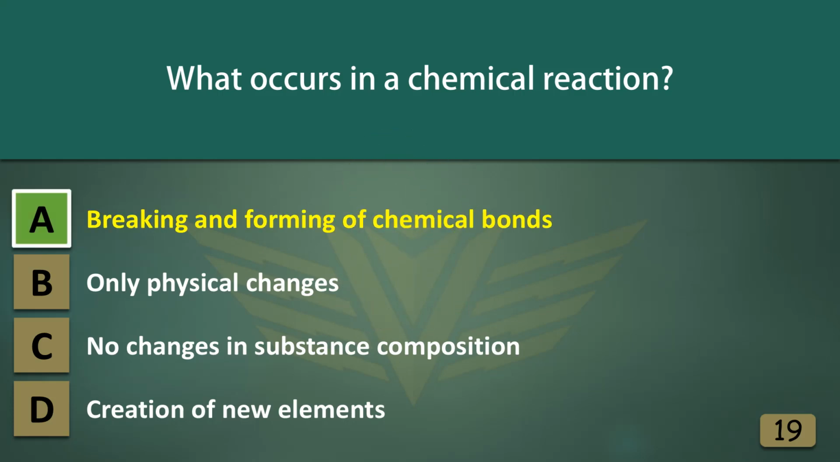The correct answer is A. Breaking and forming of chemical bonds. A chemical reaction involves the breaking and forming of chemical bonds between atoms, which leads to the formation of new substances.